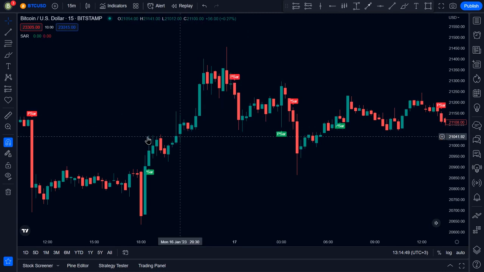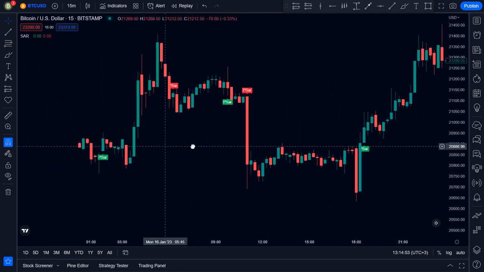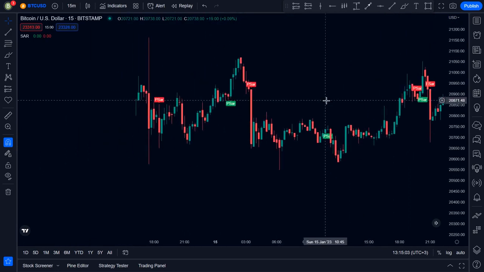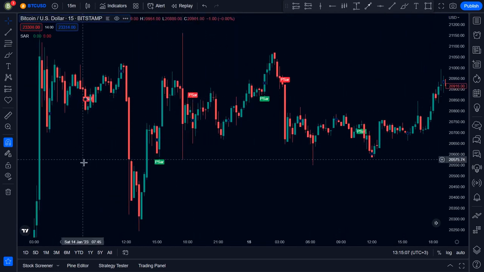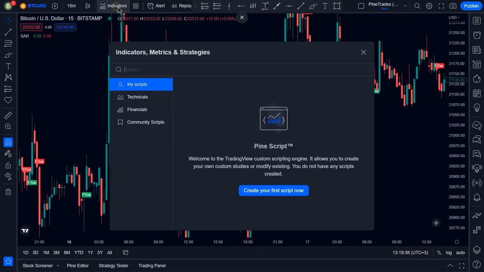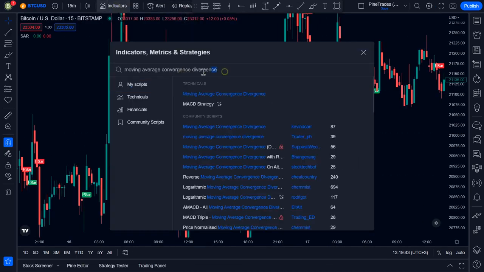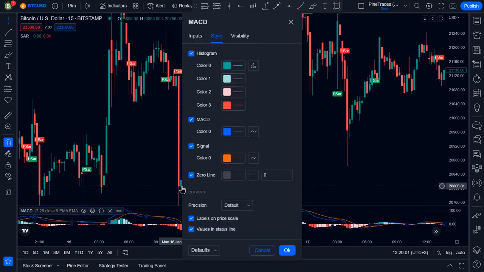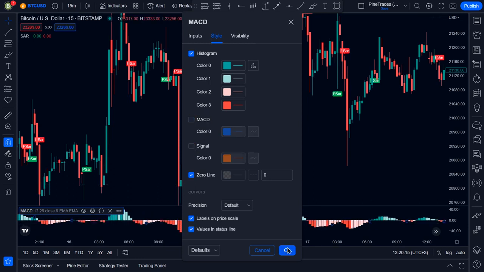Now, we're obviously not going to be using this indicator by itself because, as you can see, there are quite a lot of really bad signals that it produces. To filter out some of these bad signals, we're going to add a momentum indicator called Moving Average Convergence Divergence, this one right here. Again, access the settings panel by clicking right here. Then on the Style tab, uncheck the MACD line and the signal line like this, and then click OK.